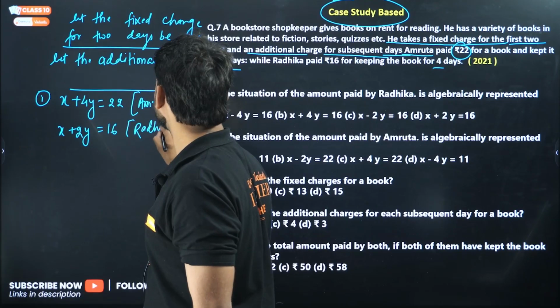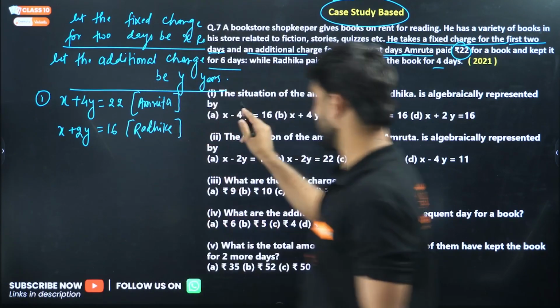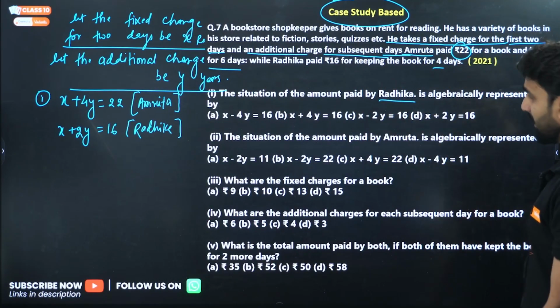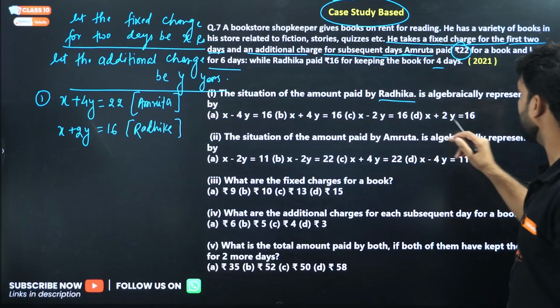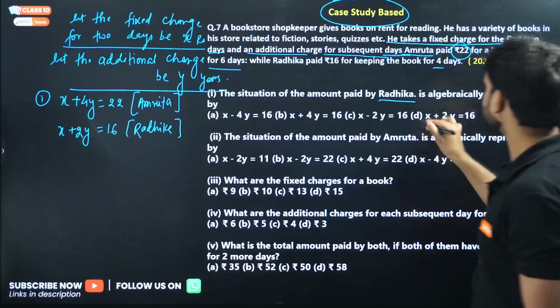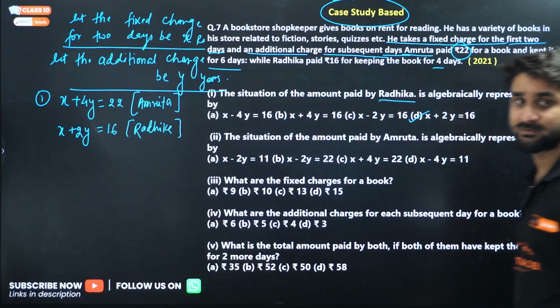So what is the first question, my dear lovely kids? First question is for whom? Radhika. So for Radhika it will be x plus 2y equals 16. This is the answer. Option number D is the correct answer.